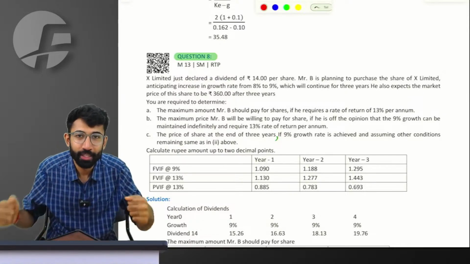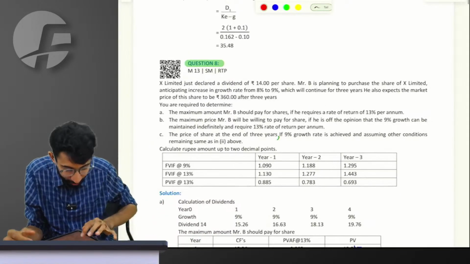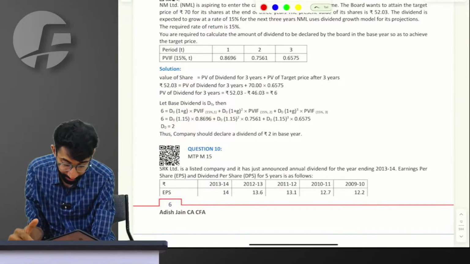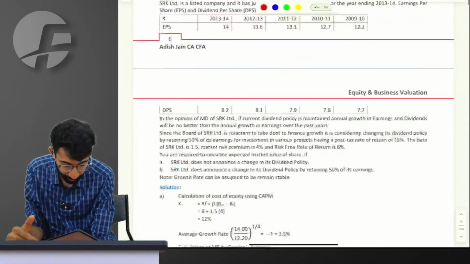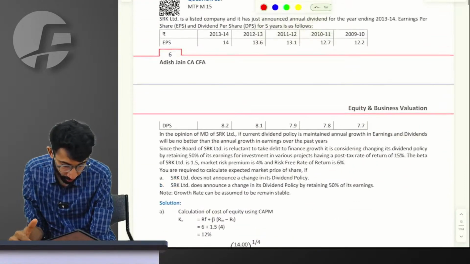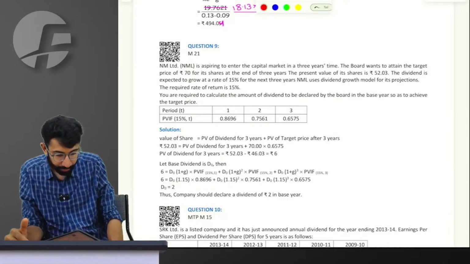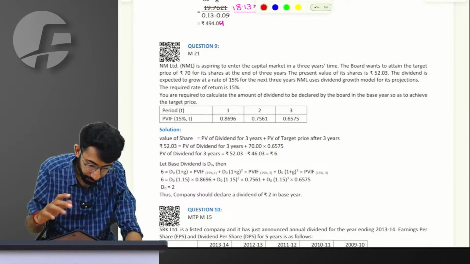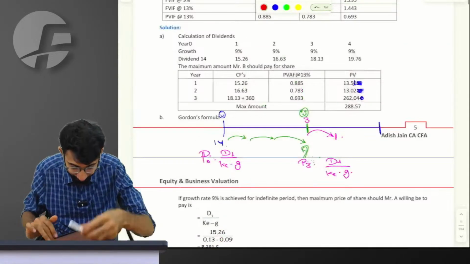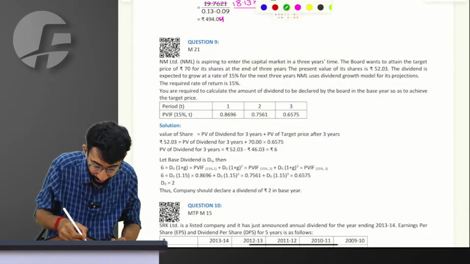Let's move on to the next question. So basically we now have, back to back, a lot of questions related to Gordon's model. Question number 8 we have done. Question number 9 is actually a very good question, a different one. Let us proceed to solve question number 9. Whether we have to write it or not, we will figure out, but we will do it in the class. Please mark question number 9 for the class. We are doing it out here.